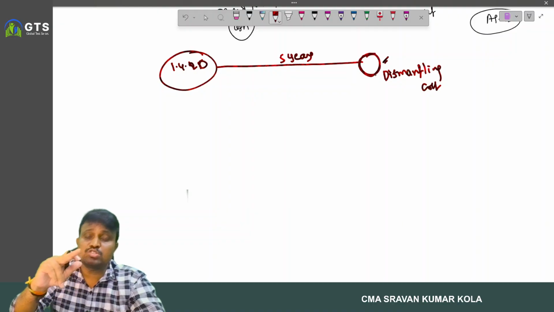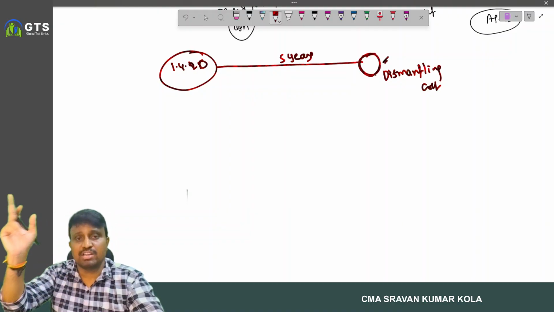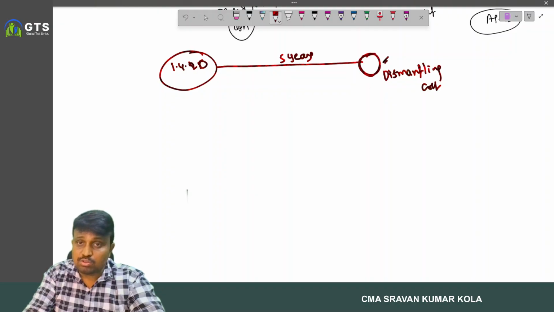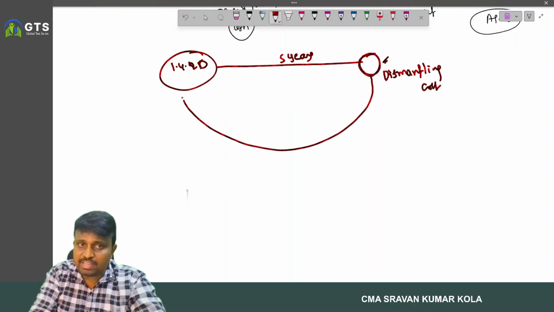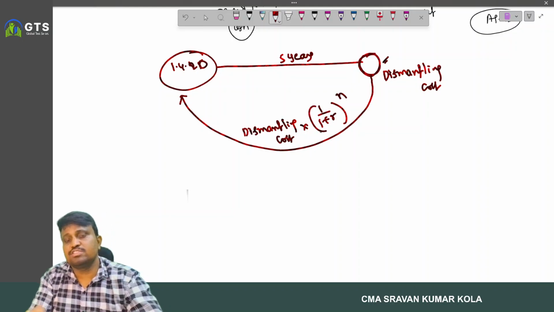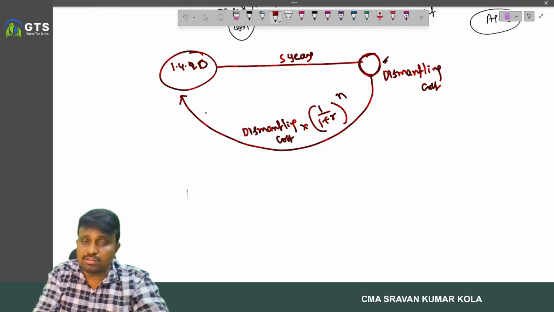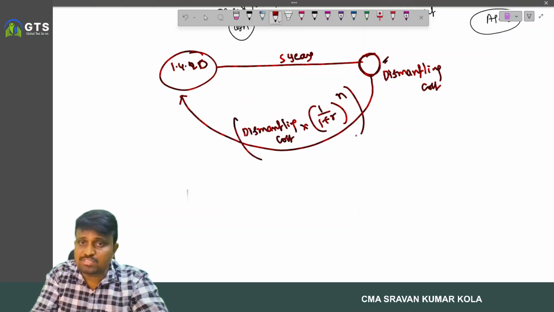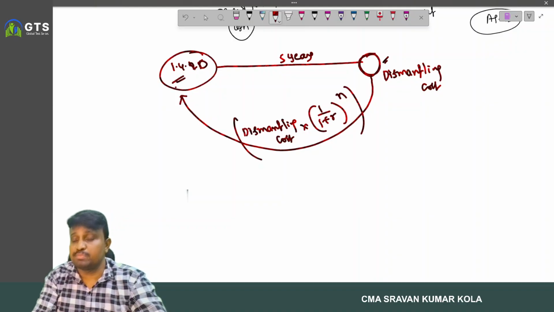But this dismantling cost is to be incurred at the end of the useful life of the asset. So we have to bring it to the present: dismantling cost into 1 by (1 plus r) whole power n. This is the formula, and we need to bring it down to the present. This is called the present value of dismantling cost, which is included in the cost of the PPE.